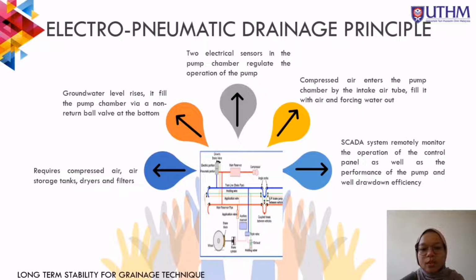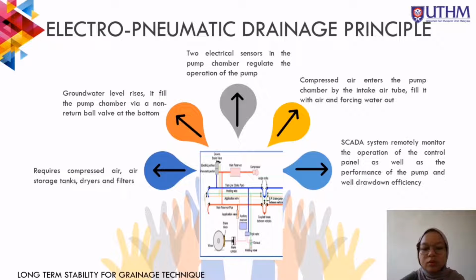When the well's groundwater level rises, it feeds the pump chamber via a non-return ball valve at the bottom, and two electrical sensors in the pump chamber regulate the operation of the pump. And the relay, which opens the solenoid, is linked to these two sensors. On top of that, the compressed air enters the pump chamber by the intake air tube, filling it with air and forcing water out through the outlet tube to the ground surface, where it is discharged into the manhole.